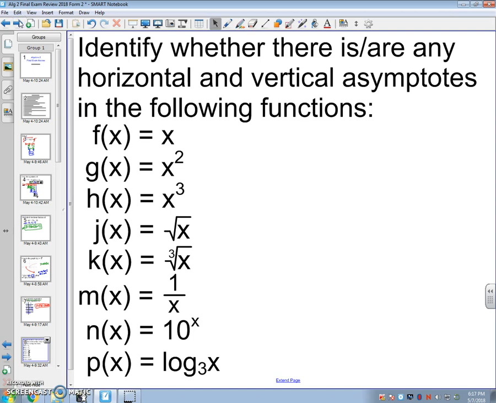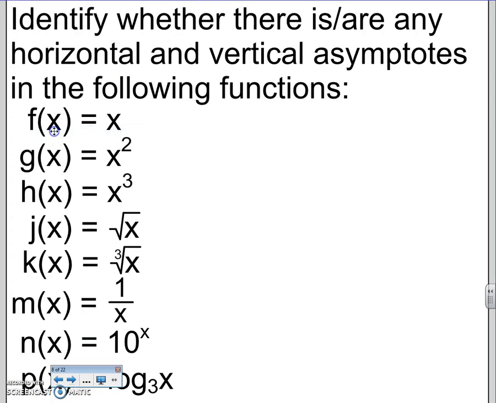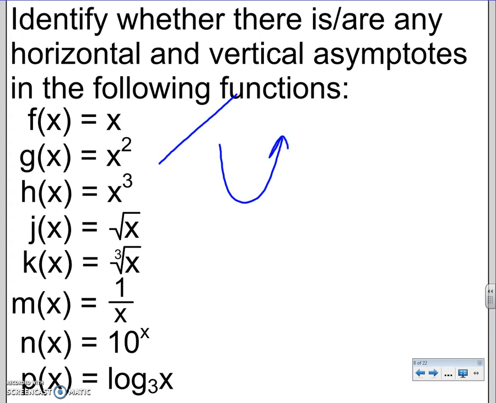All right, next one. Identify whether there is or are any horizontal and vertical asymptotes for the following functions. For this problem, I recommend you do it in the way we learned it. I actually ordered it in the way we learned it the entire year. When we did linear, there's no HA or VA. When we did quadratic, there was no HA or VA. Even when we did cubic, like this, there is no HA and VA. So, I'll make it easy.